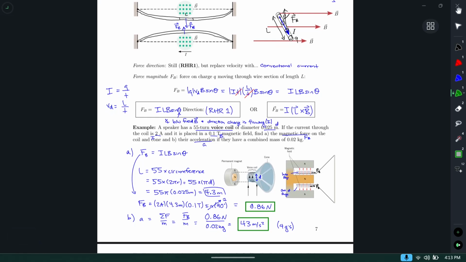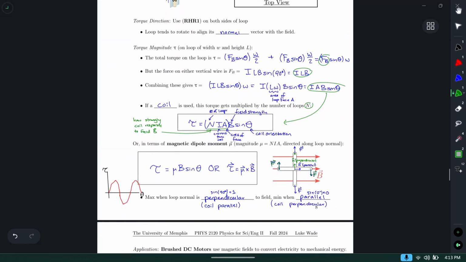Same goes for the force on a wire. It's still the usual right-hand rule, and you just use a slightly different equation for it compared to a single moving charge. It actually is the same equation, just rewritten for a current, but if you're looking at a bunch of charge moving through a wire, you'll want to use this version.